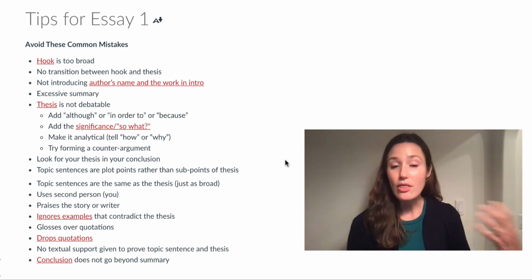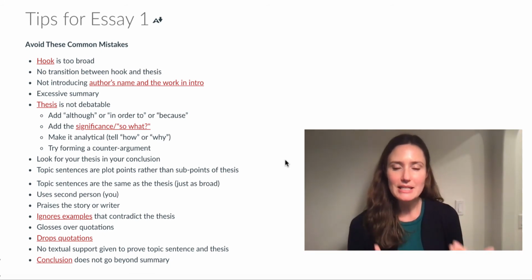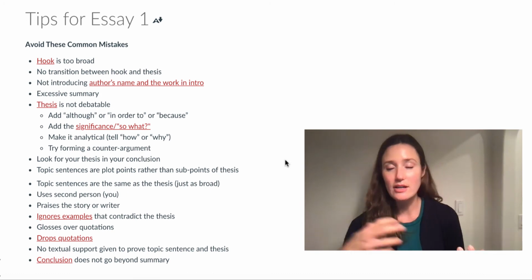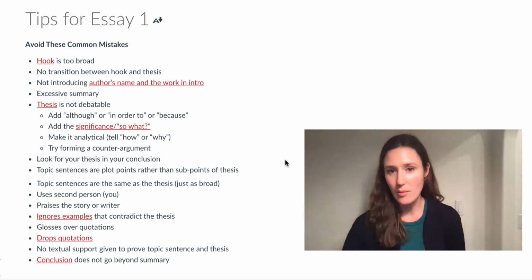Try adding an "although" clause or an "in order to" or a "because." You can't just add these words in and then call it a day. You have to make sure that you're doing the hard work of adding the analytical component or the counter-argument component. But I find that thesis statements that use words like that tend to be more debatable and more analytical. And when you add an "although," you reference other common interpretations.